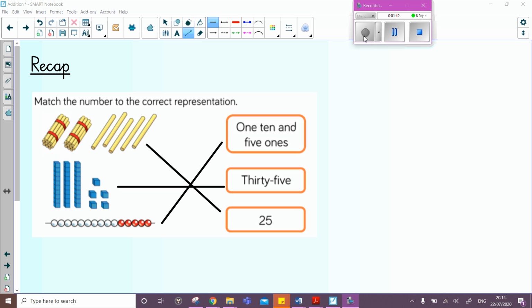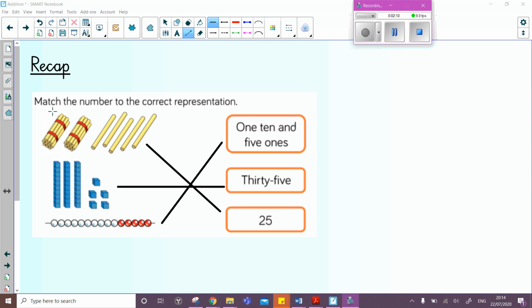So hopefully your answers look like this. If we went to this one first, we can see the white beads, there are 10 of them. 1, 2, 3, 4, 5, 6, 7, 8, 9, 10. And there are 5 red ones. 1, 2, 3, 4, 5. So we can say there was 1 ten and 5 ones, which makes 15. So we will have matched there to the number in words.